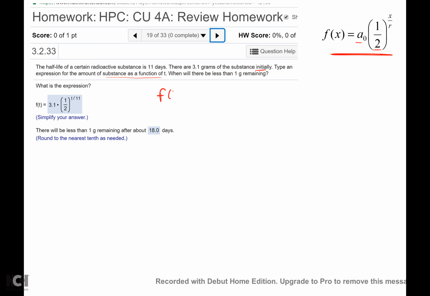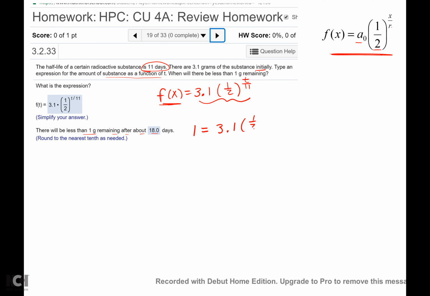So my function will be my initial amount, 3.1, times 1/2, my base. And half-life is 11 days, so it's going to be t over 11. Your rate of decay, or half-life, is every 11 days. So there's the function, and it says there will be less than 1 gram remaining after about how many days? Well, what they're telling me to do is to figure out when this side is 1. When will this be less than 1? So they're telling me to make this side equal to 1.